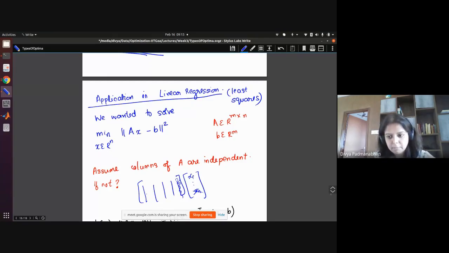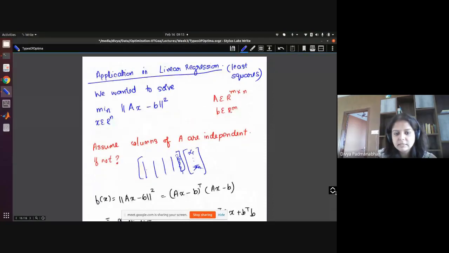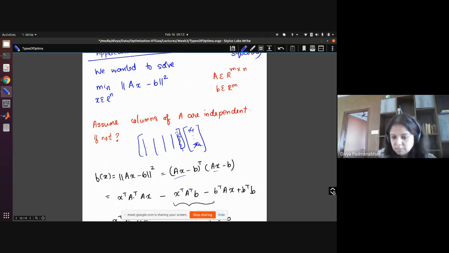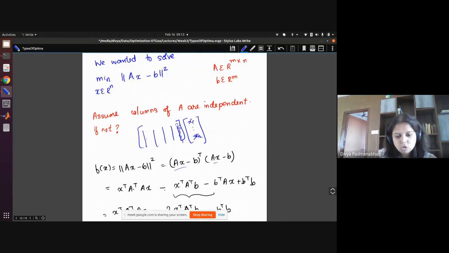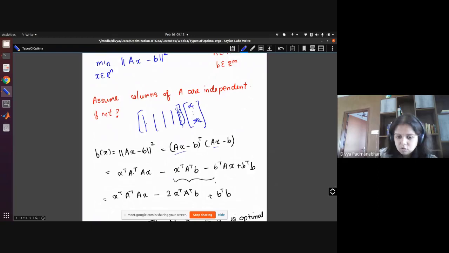Now let's again apply this whole thing. The function is the norm of Ax minus b, squared. This is just (Ax minus b) transpose (Ax minus b). If you expand this, you get x transpose A transpose A x, minus x transpose A transpose b, minus b transpose A x, plus b transpose b. This is just algebra, multiplying vectors and matrices. You should verify that you're convinced this is what you'll get, so later maybe go back and re-verify. And so this becomes the final form.